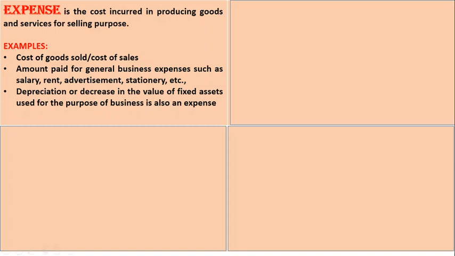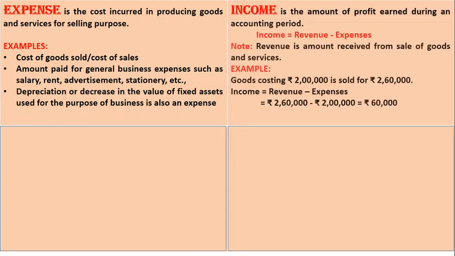Examples are payment of salary, rent, advertisement, stationery, and even depreciation, because it is a fall in the value of fixed assets. That means the fixed asset has been used in the business. That part cannot be seen, it is assumed. So all these are expenses. The next term is income.